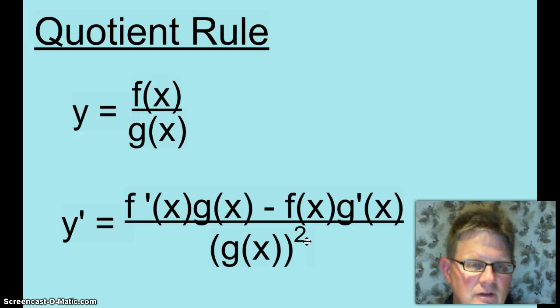And this is the method to the madness. The numerator is in the same exact order as the product rule, except there's a subtraction sign. And so that's why I have the product rule the way it is. So now that you've got this written down, let's go ahead and put it into practice.